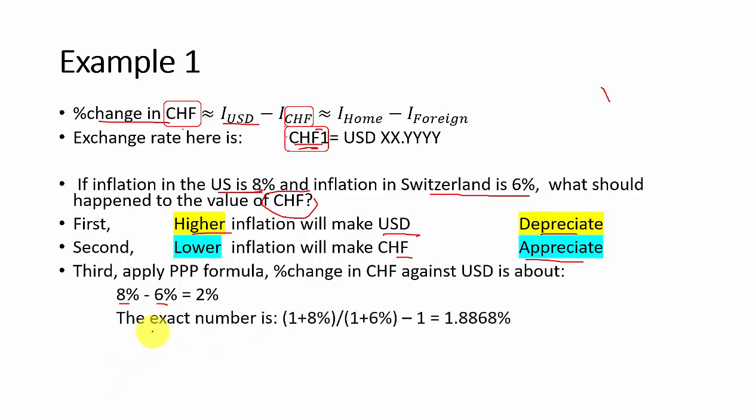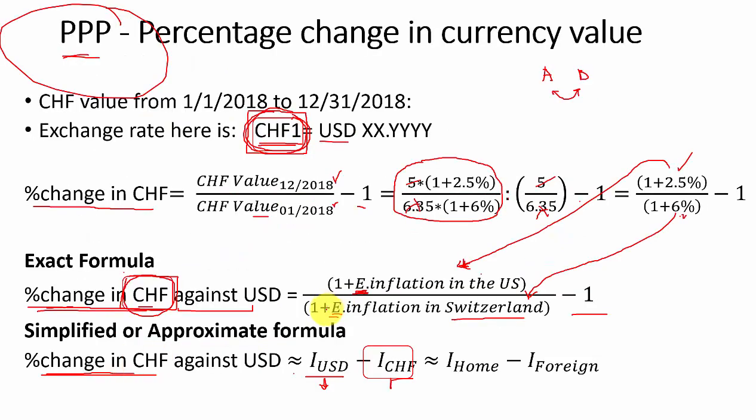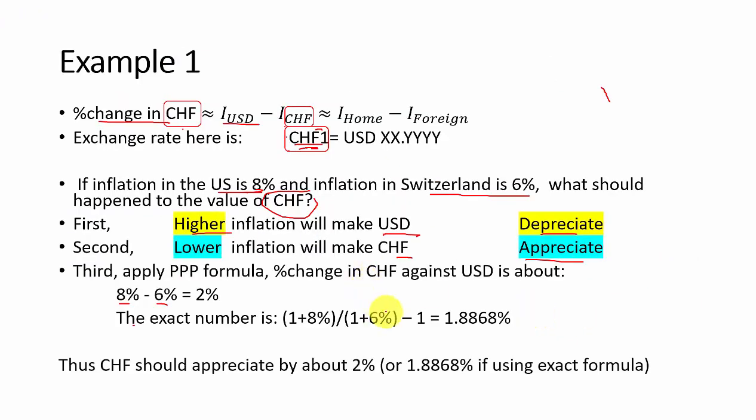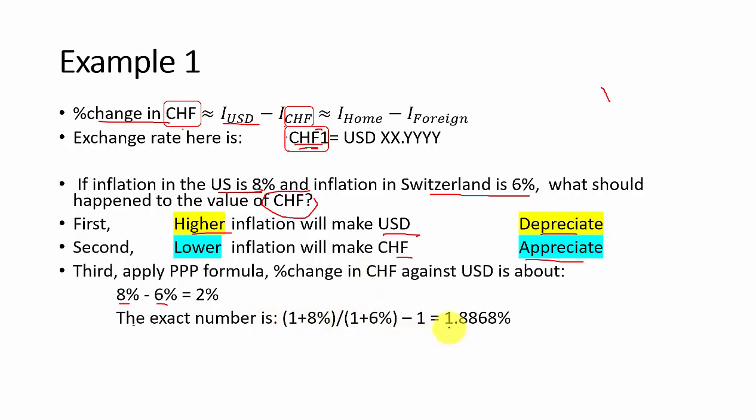Let me work on the exact formula. The formula is right here. So we plug the number in. The exact formula gives an appreciation of 1.88%, and with the estimate, it is an appreciation of 2%. So it's close enough.